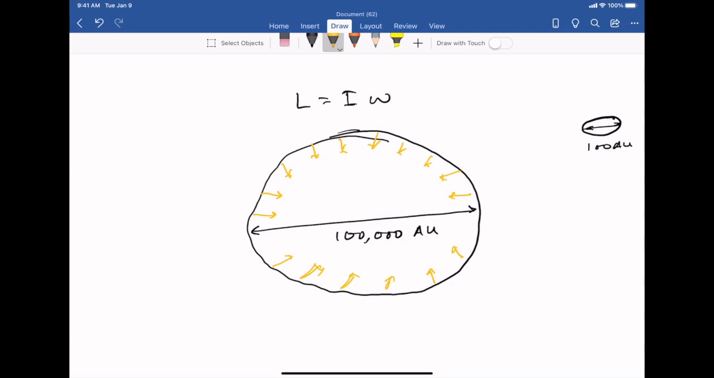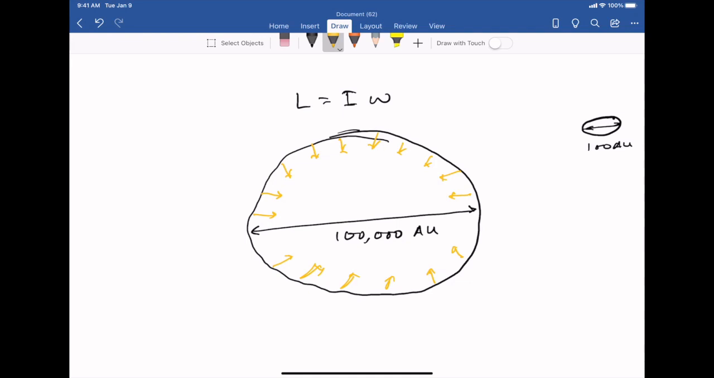Now, this cloud would most likely have had some angular momentum or some rotation before the collapse happened. It would be very strange if it didn't have any rotation at all. That would be a very strange situation, where the angular momentum of this cloud is exactly zero. It would have had some very small amount of rotation before the collapse happened.